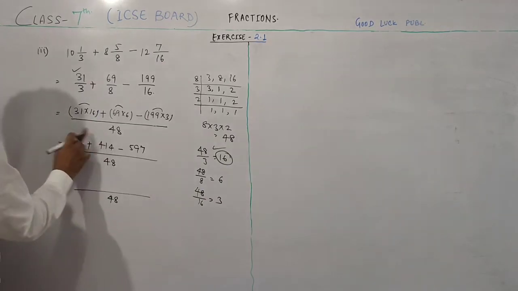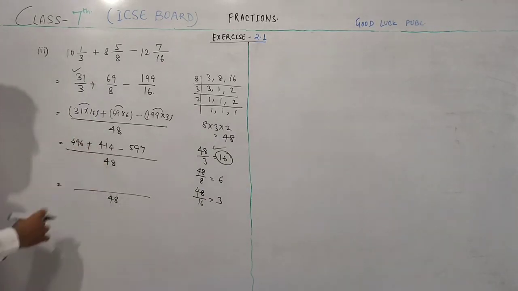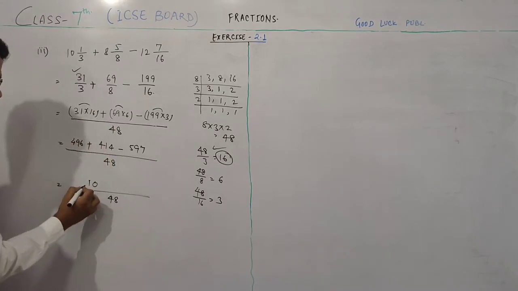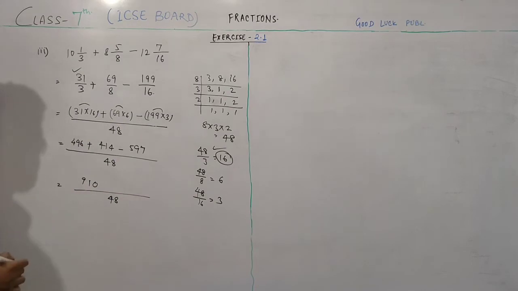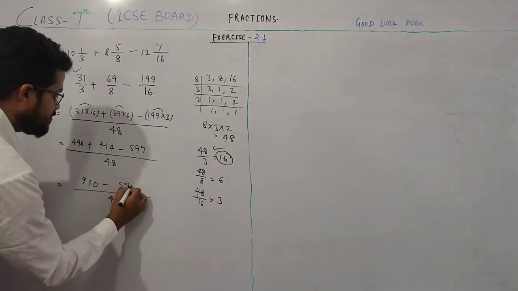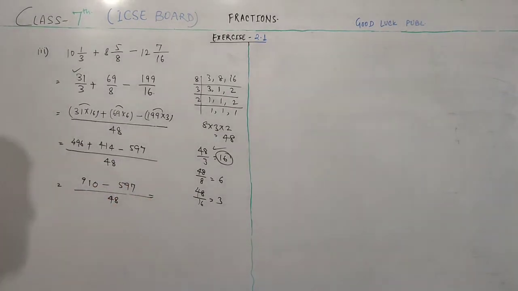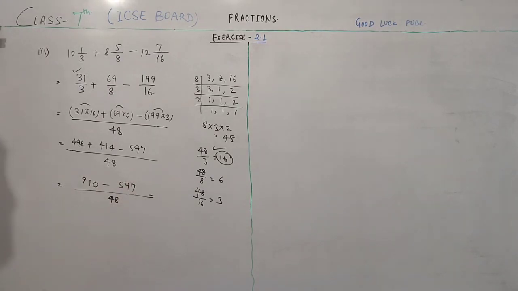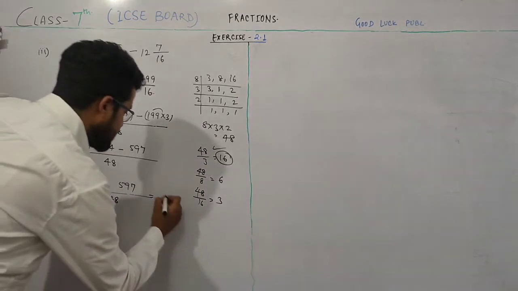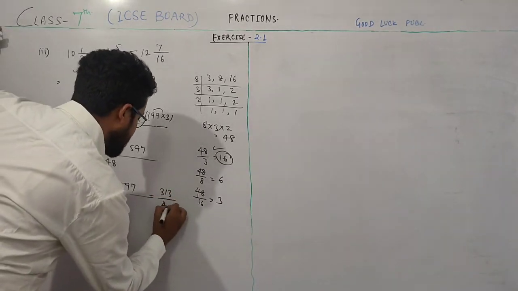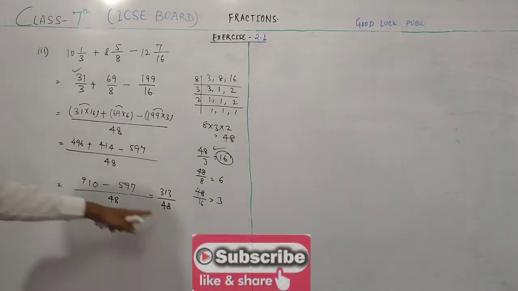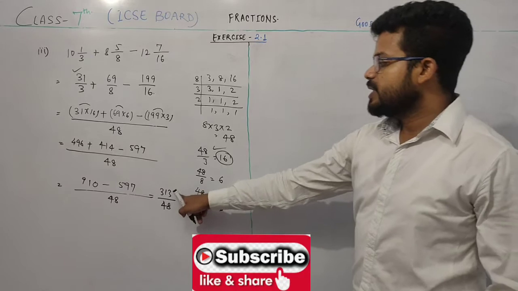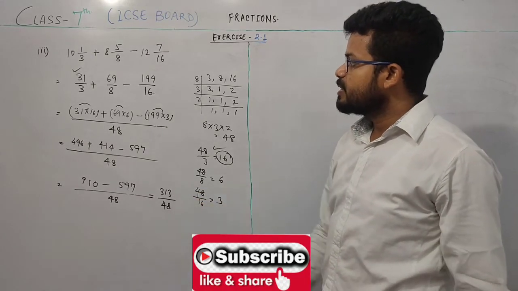So add this: 496 plus 414, 6 and 4 is 10, 9 and 1 is 10 and 1 is 11, and 4 and 4 is 8 and 1 is 9, 910 minus 597 is equal to, okay, now subtract this, 910 minus 597. So this is 313 by 48. Okay, this is the fraction. Now check whether it is improper or proper. So here the numerator is greater, so this is an improper fraction.